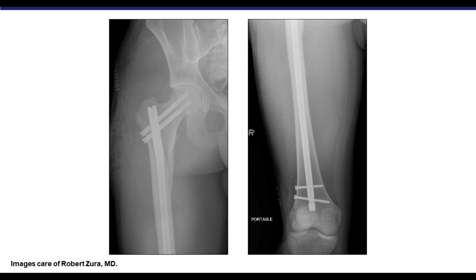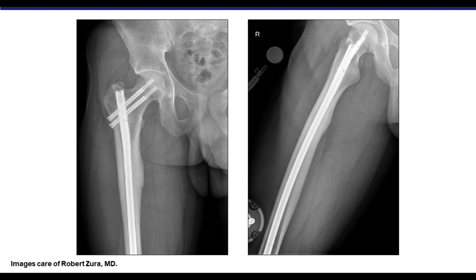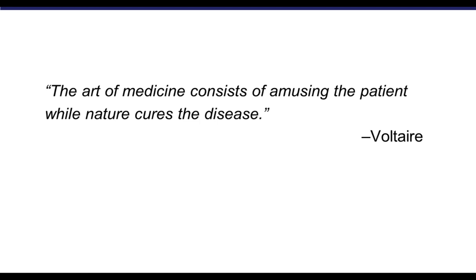We proceeded to treat this patient with an intramedullary nail in a recon type implant. I feel that our reduction was adequate, and our goal again here is to hold the bone in place while nature does its job. And this patient quite quickly went on to make callus to heal their fracture and to return to normal function. And as I stated before, Voltaire said this better than I did. The art of medicine consists of amusing the patient while nature cures the disease.